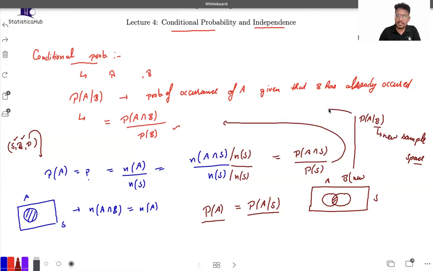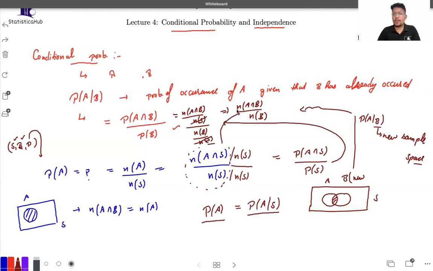So if I go back to this formula, I'm getting number of elements in A and B over number of elements in S, over number of elements in B over number of elements in S. Being a positive number, this can be cancelled out, and we get number of elements in A and B over number of elements in B. So you can see this is nothing but the conditional probability.